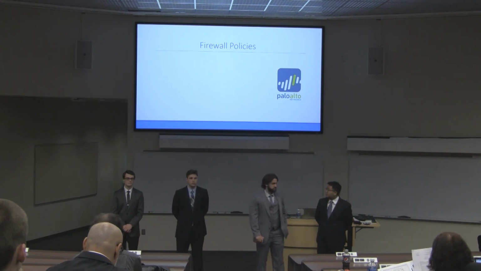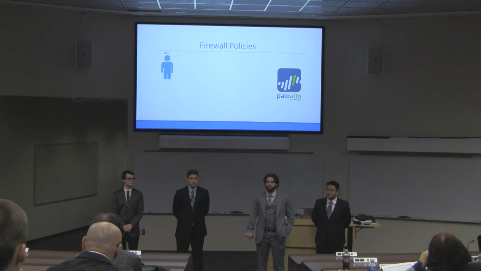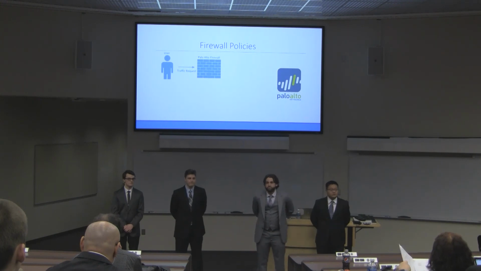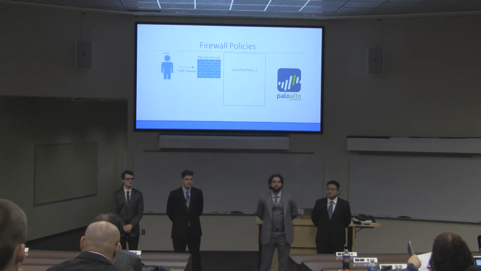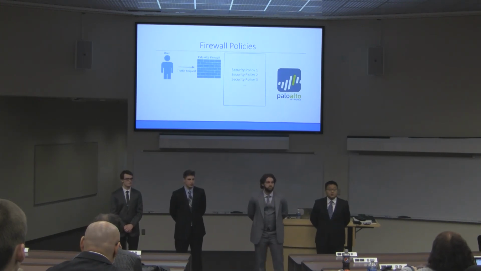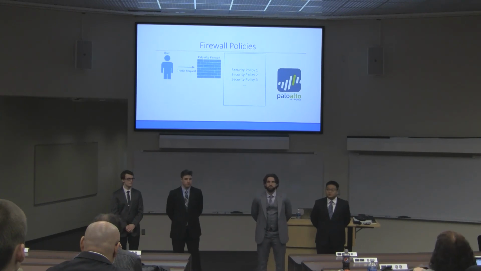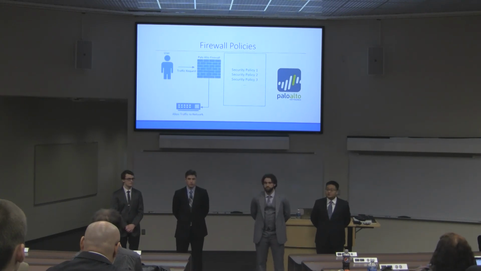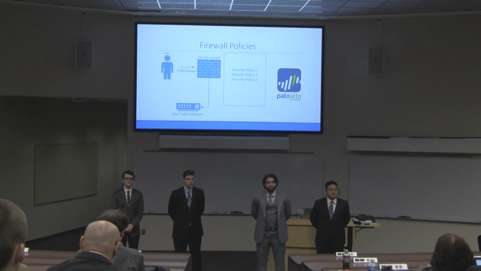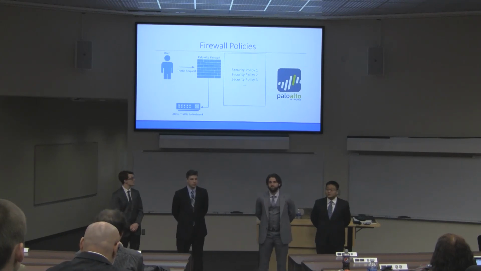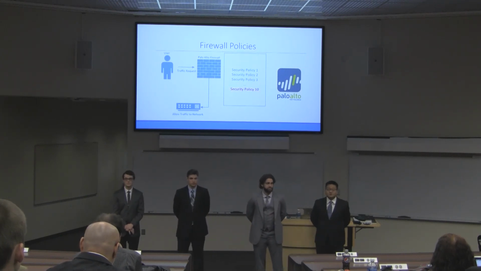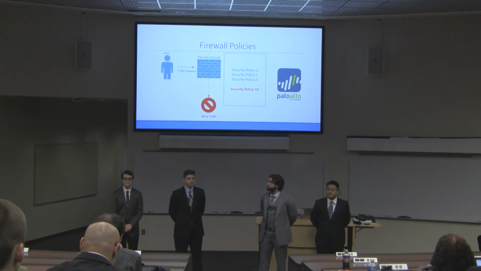So, for example, we have a user who's trying to send traffic to our internal network. The first thing this traffic hits on our network is the Palo Alto firewall. The firewall then reviews this traffic data and matches it against our 10 security policies. If it meets all 10 criteria, the traffic will be automatically allowed onto our internal network. However, if this traffic fails to meet a single one of these security policies, it will be automatically denied at the firewall.